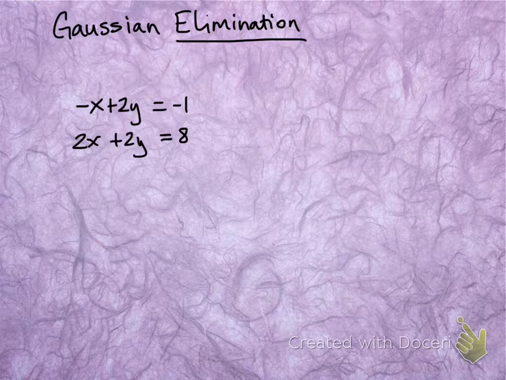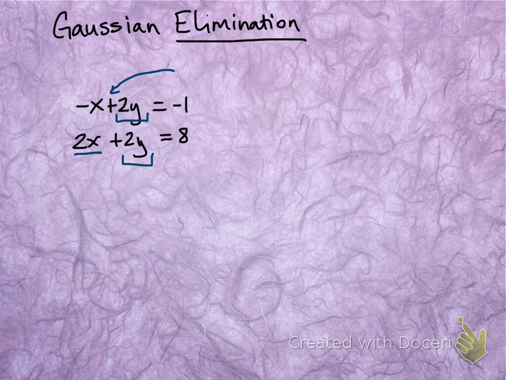So in this one, if we look at the first one, we have a negative x right there, and here we have a 2x. We have a 2y here and a 2y here. So these two y's are already the same, right? The idea is to try to get the coefficients of one of the variables to be the same thing. In this case, our y already has a 2 both times. So we're going to take this whole entire equation. Actually, it doesn't even matter which one you do. Let's do the top one. Let's multiply that whole thing by a negative 1.